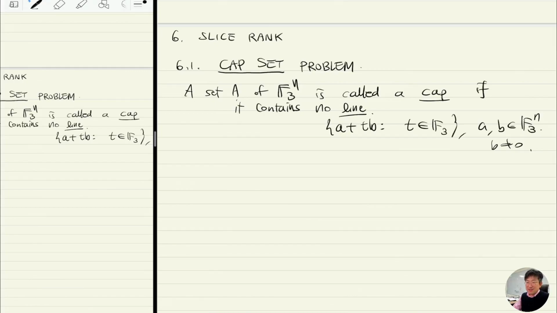So a set is called a capset if it has no line. And well, I don't know whether you know this card game called Set.